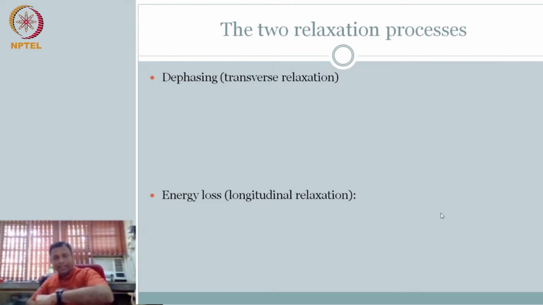Then the other one is energy loss, meaning when you start to lose energy, again your Z component is going to increase. So that is your longitudinal relaxation. All the extra energy that you put in with the excitation is lost, and it will come back to its resting state in the static magnetic field. So there are two aspects of relaxation.